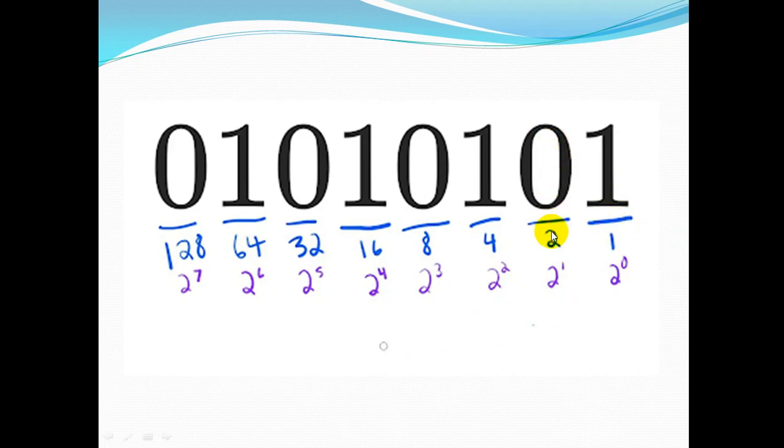The next number is 2, I put it under this. The next number is 4, I put it under this. The next number is 8, I put it under here. The next number is 16, under here. The next number is 32, put it under here. The next number is 64, under this. The next number is what? 128. This is how it is done.